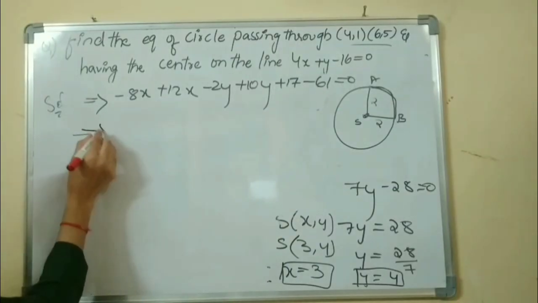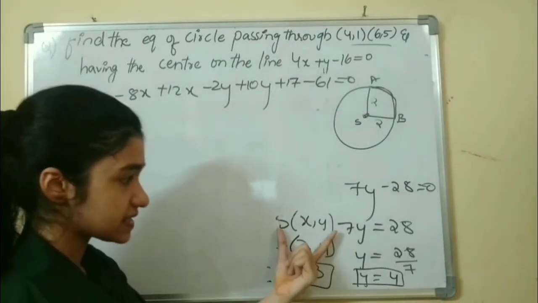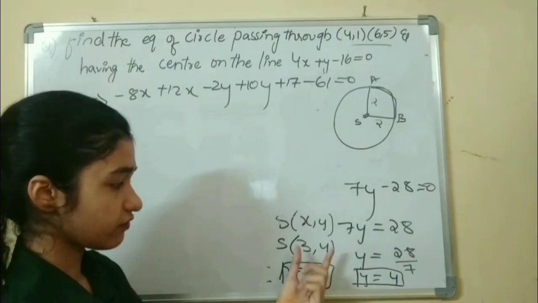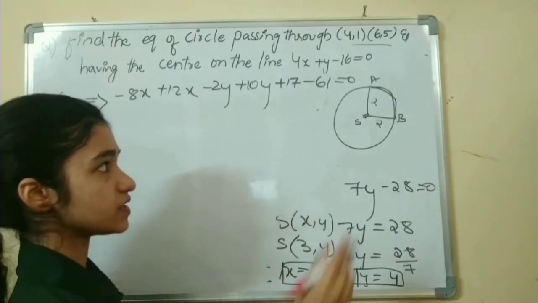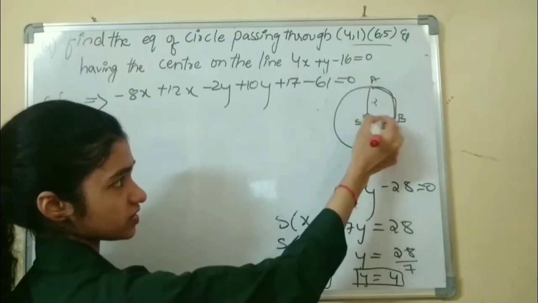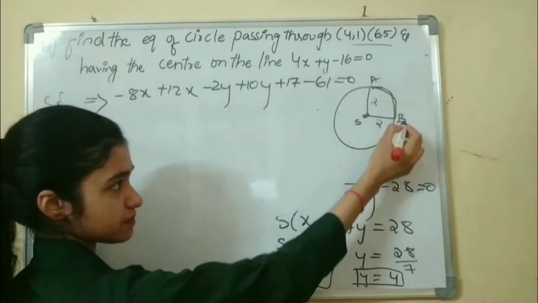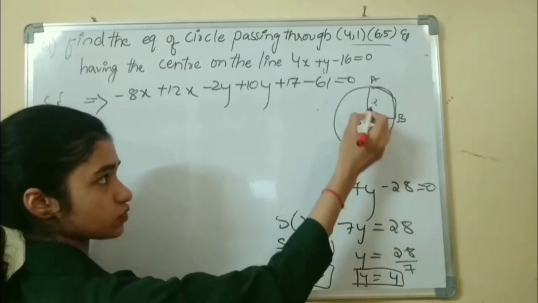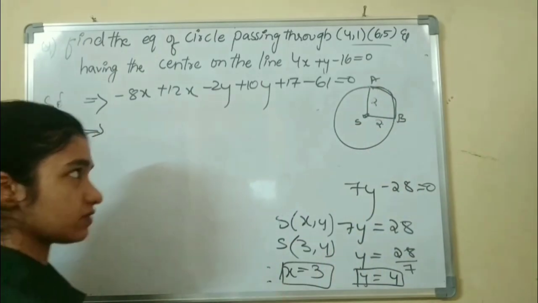So as of now, the center point values we had found, and now the next step is to find the radius between this point and this point. If you find SB for any point, it will be the same as I told you. If you find SA as well, it will be the same.